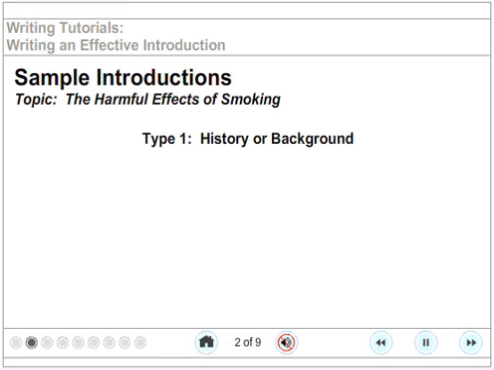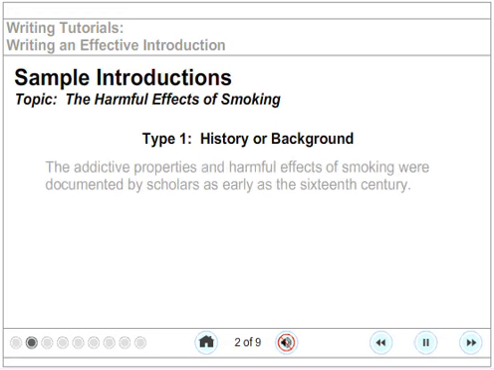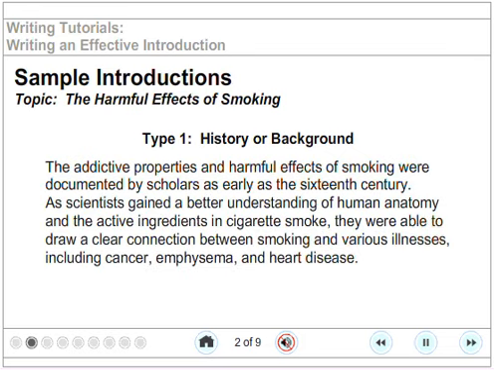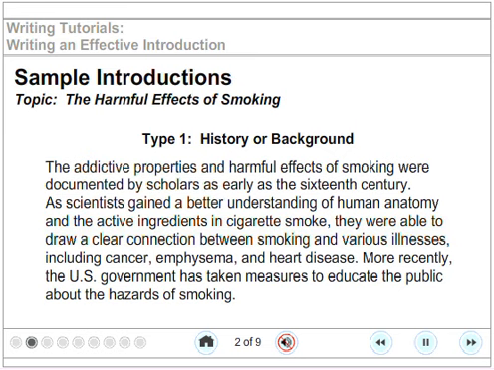Type 1. Provide a brief history or factual background of your topic. The addictive properties and harmful effects of smoking were documented by scholars as early as the 16th century. As scientists gained a better understanding of human anatomy and the active ingredients in cigarette smoke, they were able to draw a clear connection between smoking and various illnesses, including cancer, emphysema, and heart disease. More recently, the U.S. government has taken measures to educate the public about the hazards of smoking. In this introduction, the writer provides some background to a narrative essay about the effects of smoking.